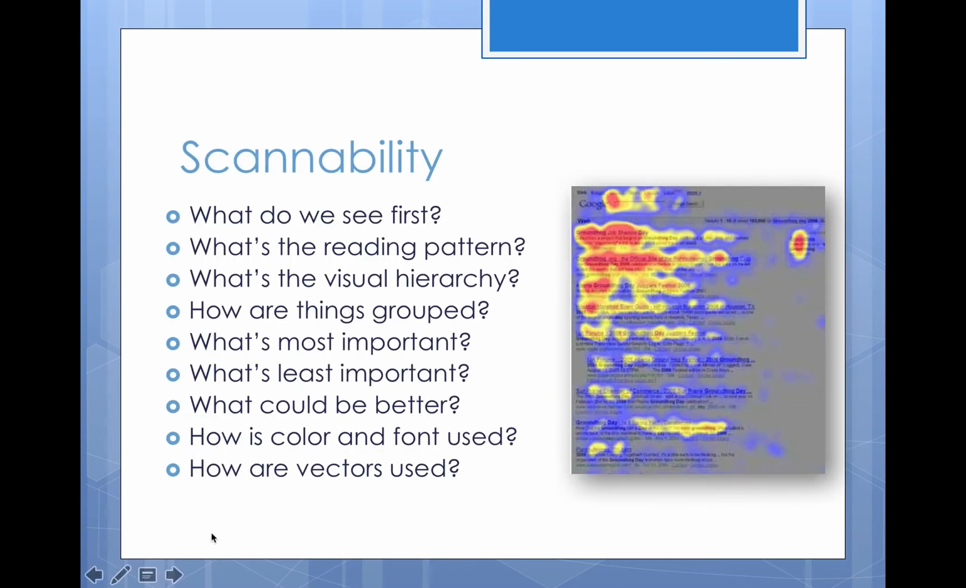So here we have a bit of a heat map. All it's trying to show you is that people have behaviors when they read, and that is, when you're looking at scannability, you want to take into account what people see first. What is their reading pattern? What's the visual hierarchy? How are things grouped? Etc., etc. The key here is to recognize that most people don't make it to the bottom of the page, right? So you want to take that into account. My question for you would be, where should you put your important information? Where should you try to draw people's eyes?